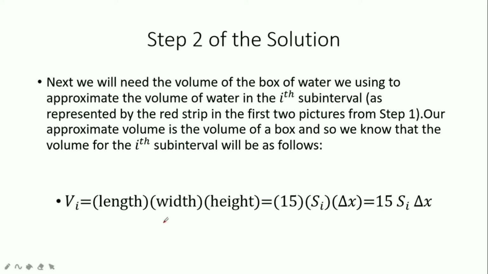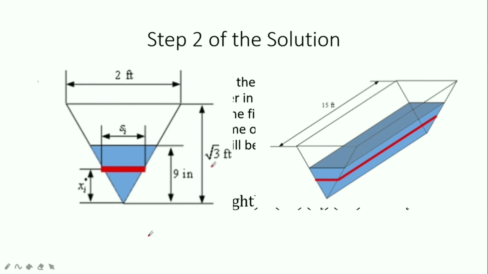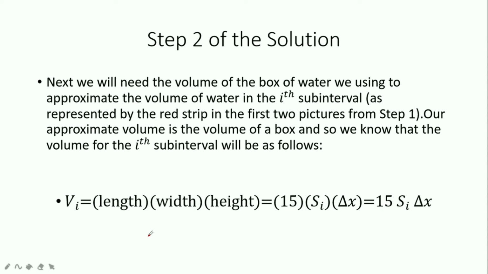Now we come to the second step of the solution process. We will need the volume of the box of water we are using to approximate the volume of water in the ith subinterval, as represented by the red strip in the first two pictures from step 1. Our approximate volume is the volume of the box, so the volume for the ith subinterval is as follows. The equation is V sub i equals length times width times height, which is 15 times s sub i times delta x, giving us 15 s sub i delta x.